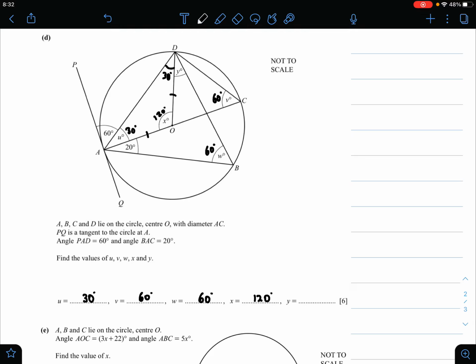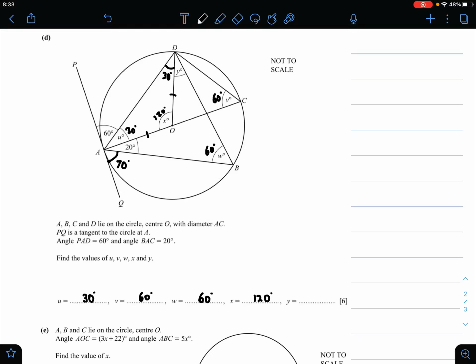Now let's find this part of this angle. Again, this angle would add up to 90, because it is formed with the tangent. Since we know part of that angle, the other part of the angle would be 90 minus 20. So 90 minus 20 is 70 degrees.